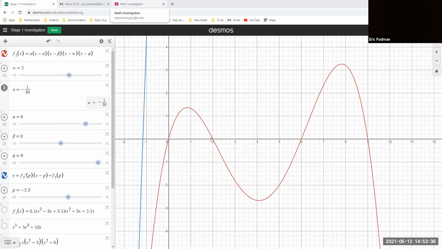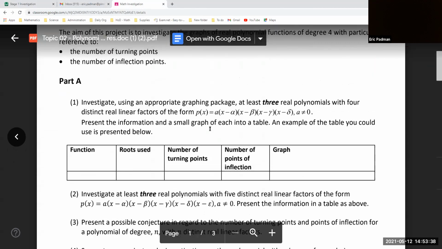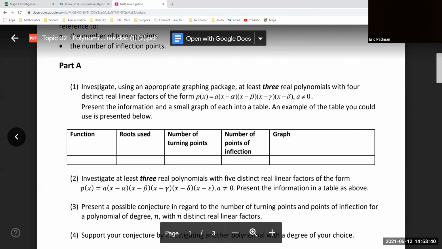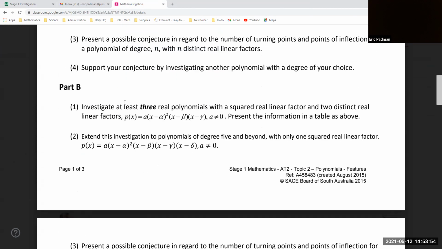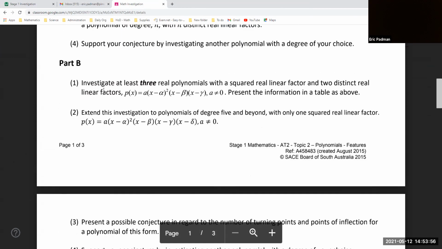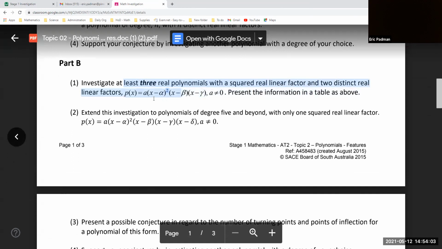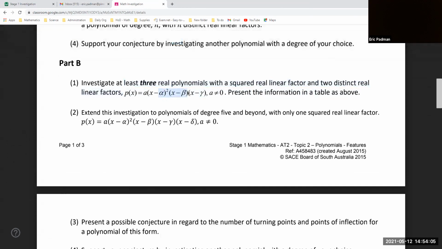We are now looking at part 2 of the assignment. In part A, you investigated, using appropriate graphing practice, 3 polynomials with 4 distinct linear factors. And the next part of it, you went through and did 5 distinct real roots. So in part B, we're going to be investigating 3 polynomials with a squared real linear factor and 2 distinct real linear factors. So we're assuming that we've got this kind of form.